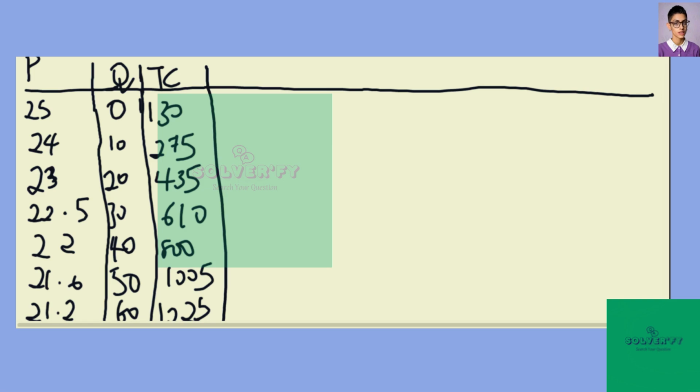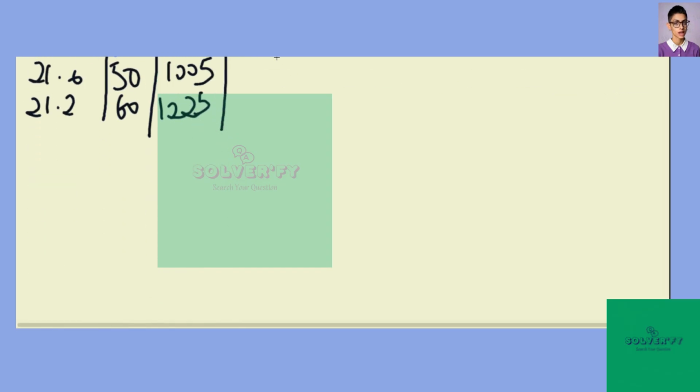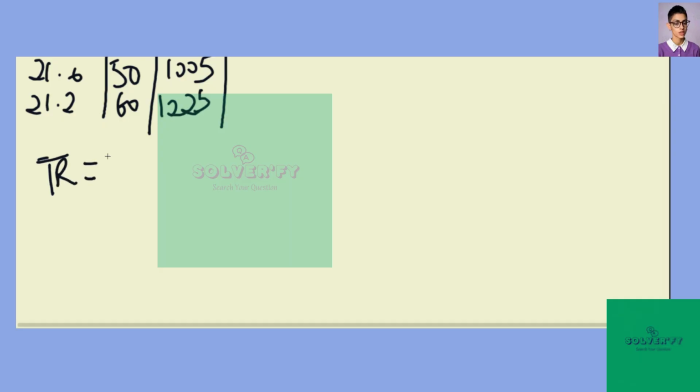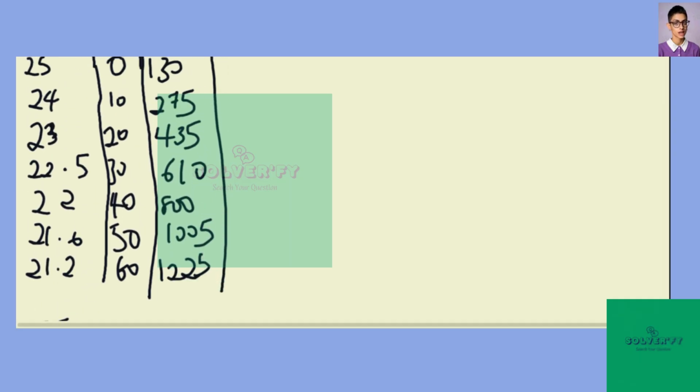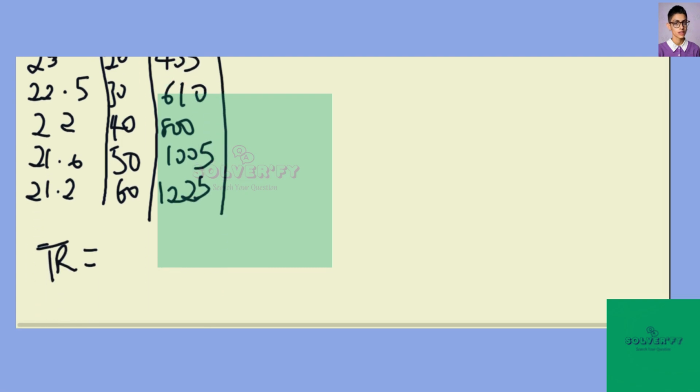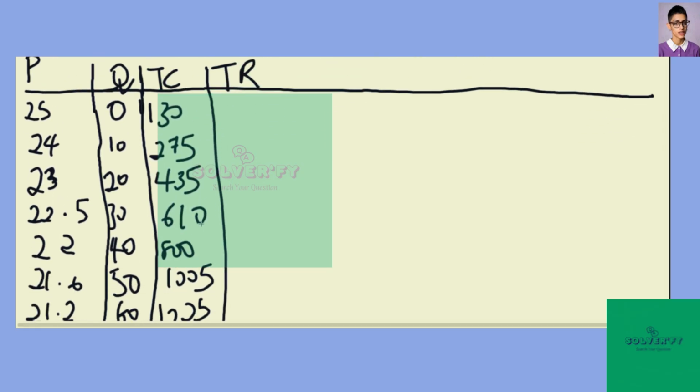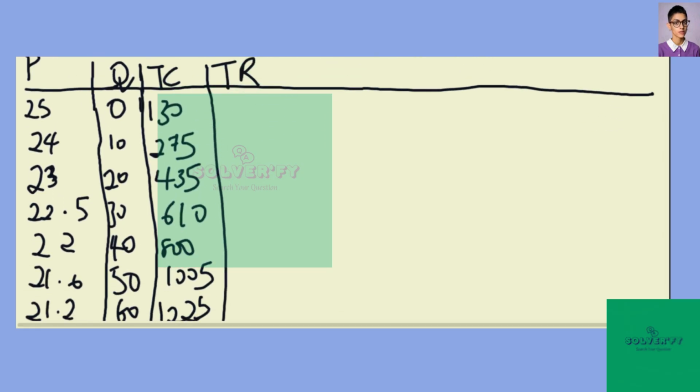So total revenue, which is TR. And we know that the formula for finding total revenue is P times Q, which is price times quantity, because revenue is how much you earned: the price you sold times the quantity you sold. So if we go back to the question, we see P and we see Q, and we multiply the P and Q for each line.